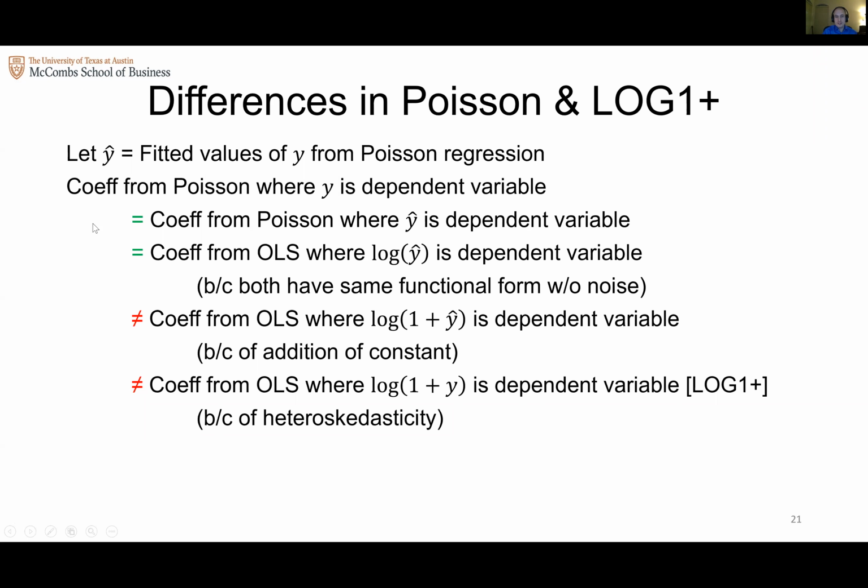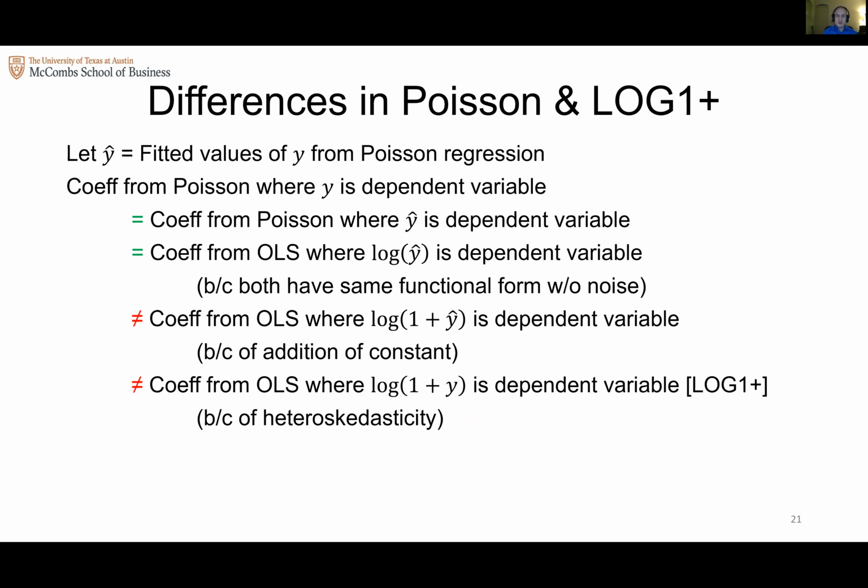And now suppose that in addition to adding this constant, we use the actual y variables instead of the fitted values from the Poisson regression. Well, now if we have heteroskedasticity, then the estimates we get from the log regression where we're using 1 plus the fitted values of y are going to be different than the estimates we get from the OLS regression where we're using the log of 1 plus the actual y's. And that's the heteroskedasticity problem that I talked about before.